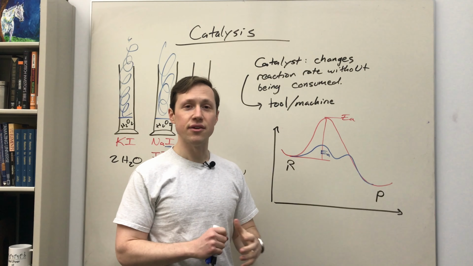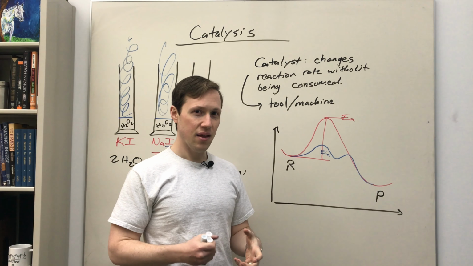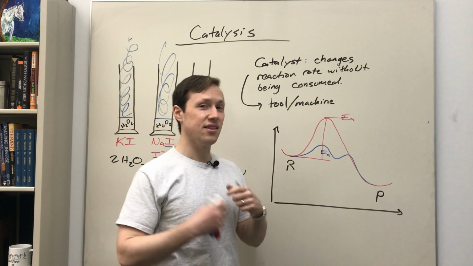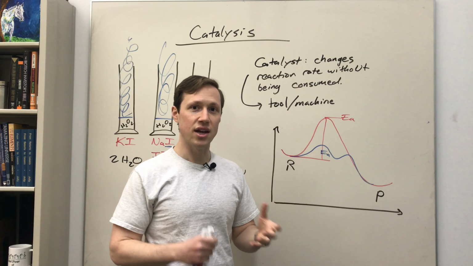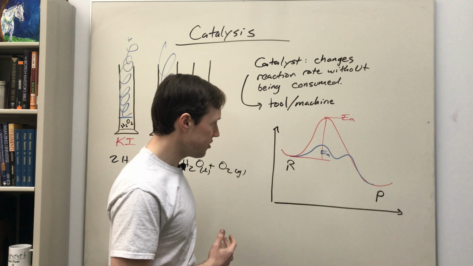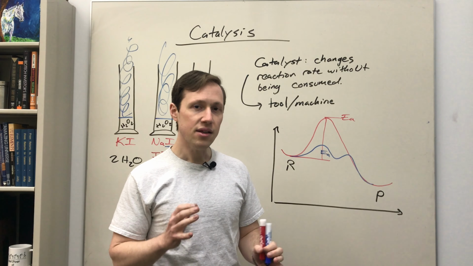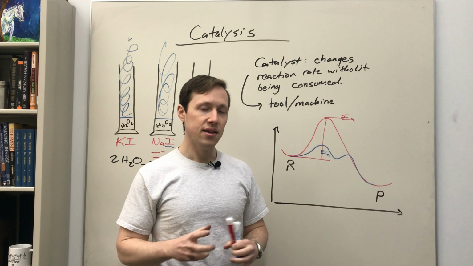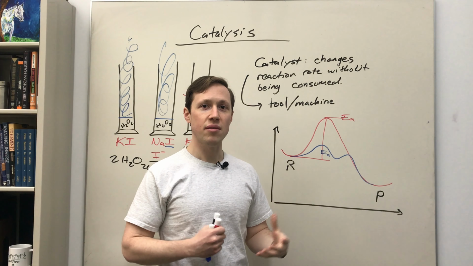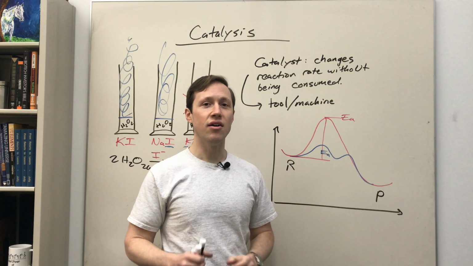If the energy difference between reactants and products can't change, then that means the Gibbs free energy of the overall reaction, that is the state functions, can't change either. If that state function can't change, then the equilibrium can't change. So, catalysts typically allow reactions to reach equilibrium more quickly, but can't change the position of that equilibrium.